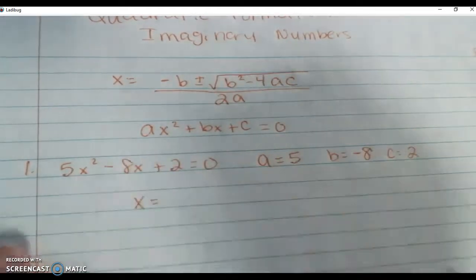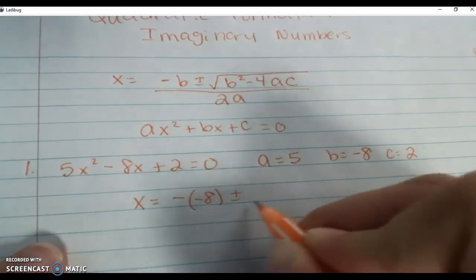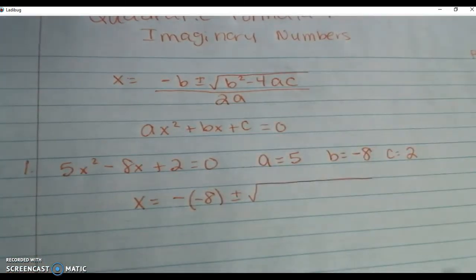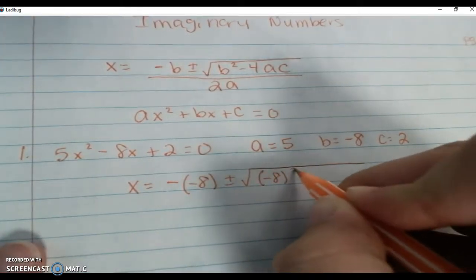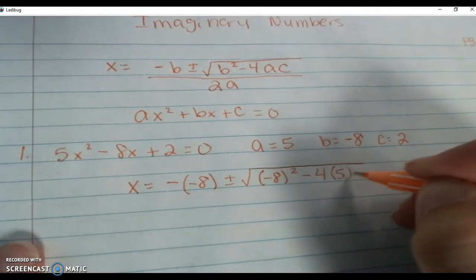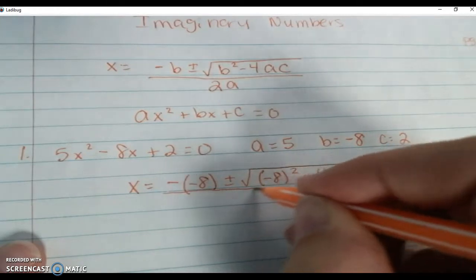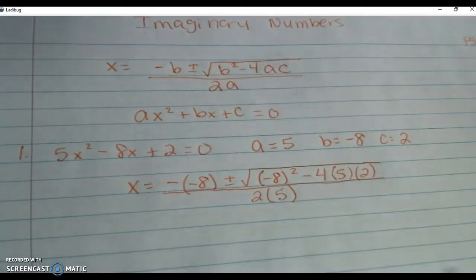So x equals, and it's negative b, so negative 8, plus or minus the square root of negative 8 squared minus 4 times 5 times 2, all divided by 2 times 5. Okay. Any questions? Plugging it in.